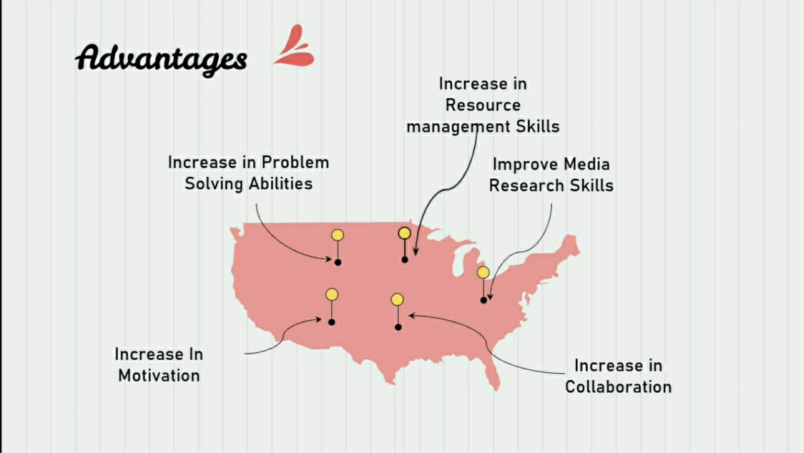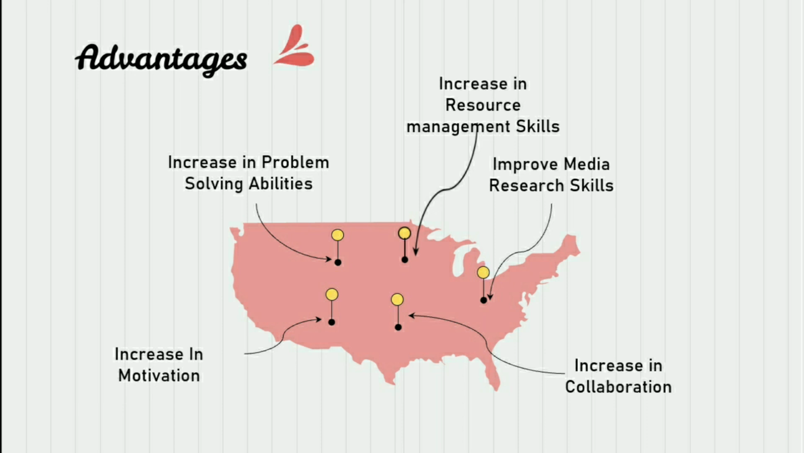The second is increase in problem-solving abilities. In this method, learners identify their topics and their problems and then seek possible solutions. The third is improved media research skill. Project-based learning provides a real-world connection to context. Learners conduct research using multiple information resources. By locating the resources themselves, their research skills develop and improve.